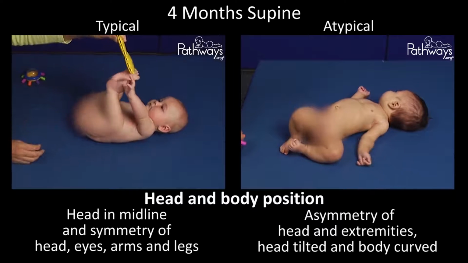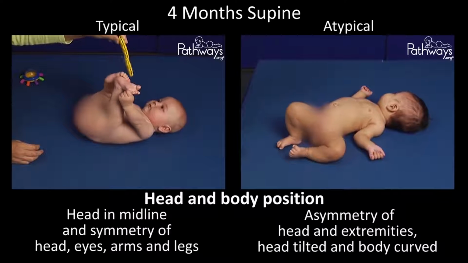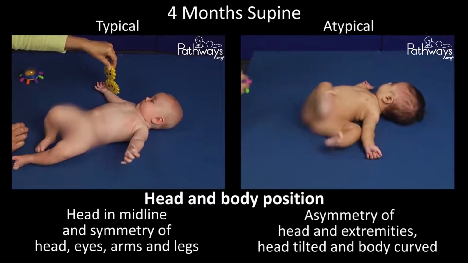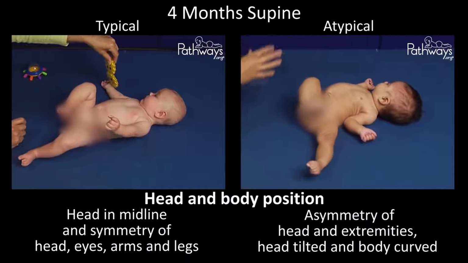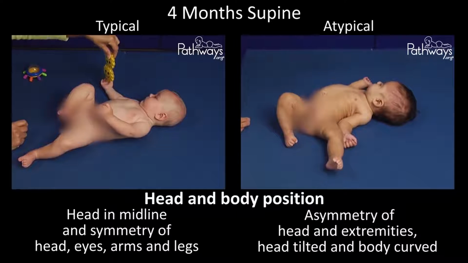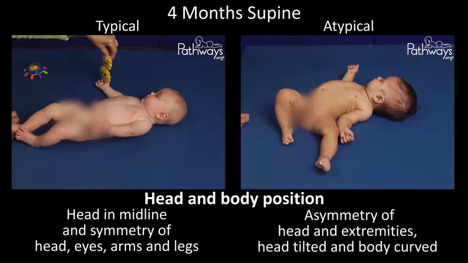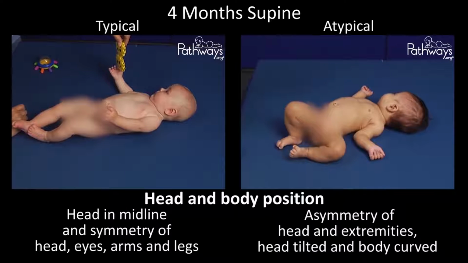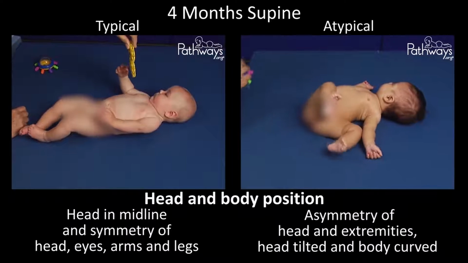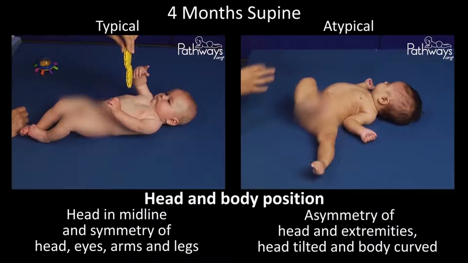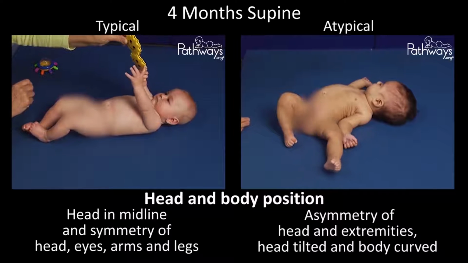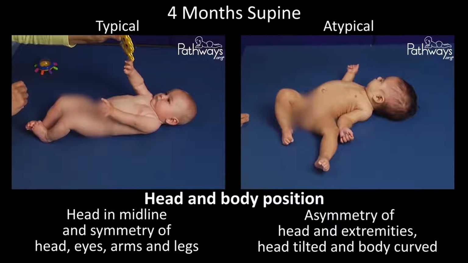Position 1. Supine. Head and body position. The typically developing baby on the left is able to hold his head in midline and has symmetry of the head, eyes, arms, and legs, while the atypically developing baby on the right has asymmetry of the head and extremities. His head is tilted and body curved like the letter C.